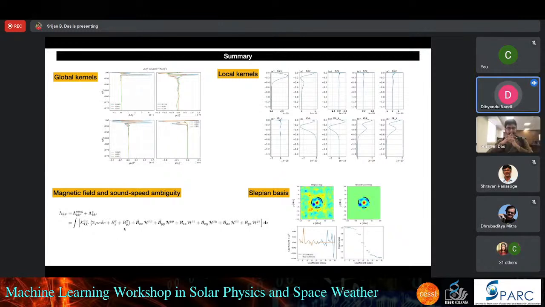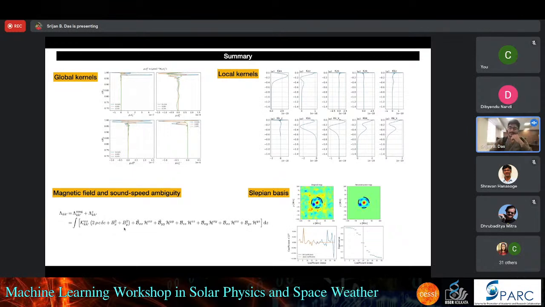Sorry, what was that again? Sound speed and magnetic pressure, is it? What was that again? Can you repeat? It's the horizontal part, so it's bx squared plus by squared. It does not have the bz squared. All right. Okay. So these two have the same kernel form.